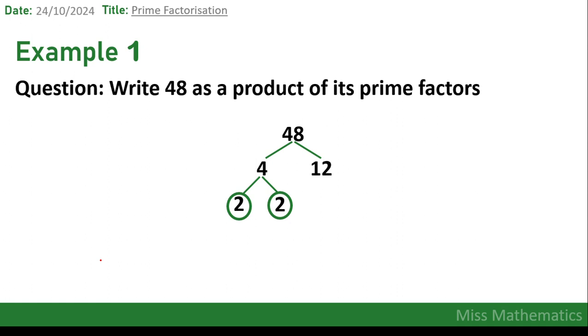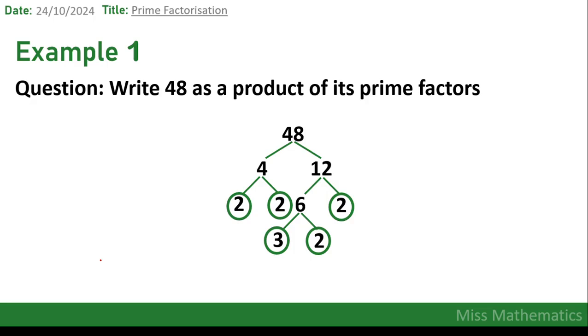Then we have 12. 12 can be split into 6 and 2. And then we get 2, which is a prime factor. And then we're left with 6. 6 is not a prime number, so we need to simplify that further till we get a prime number. And we can get 3 and 2. So if we circle those, we have now fully simplified 48 into its prime factors.